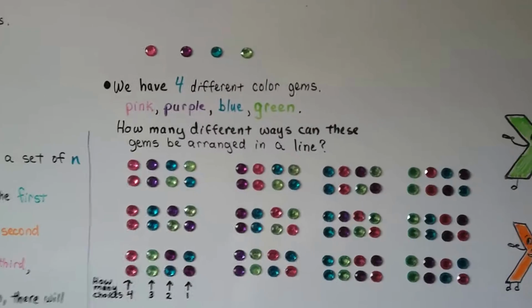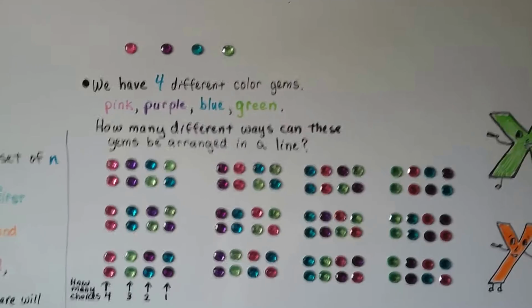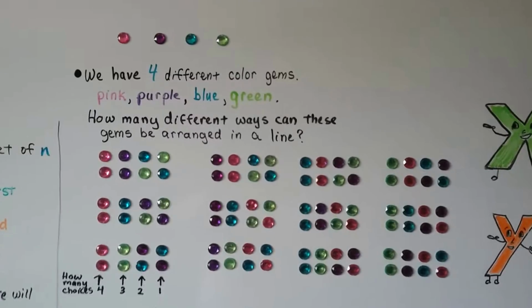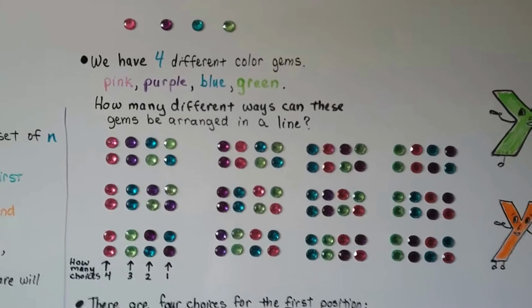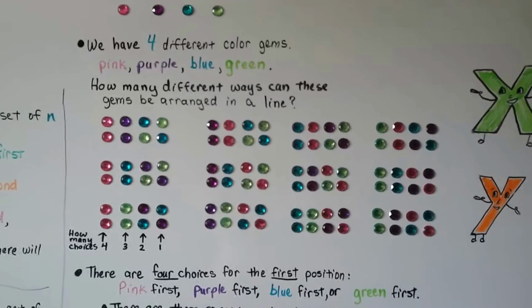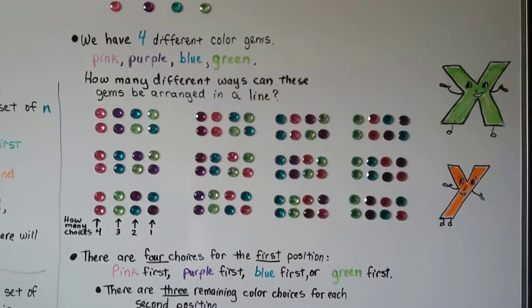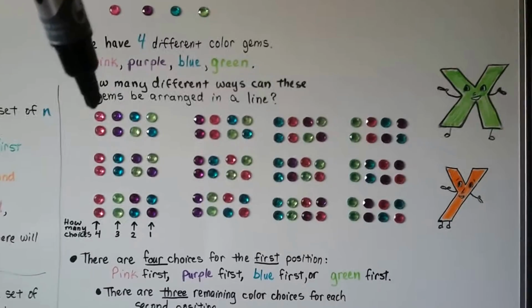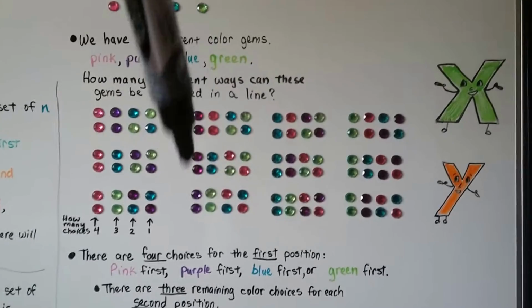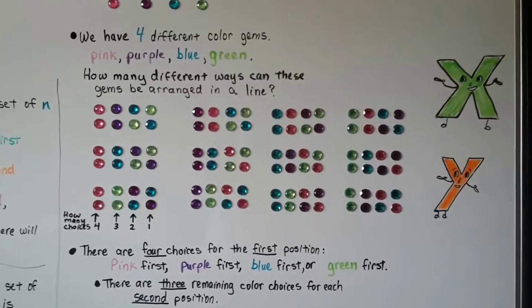So here we have 4 different colored gems of a pink, purple, blue, and green. How many different ways can these gems be arranged in a line? So there are 4 choices for the first position. Pink first, purple first, blue first, or green first. So here I've got them arranged with the pink first. Here's with the purple first. Here's with the blue first. Here's with the green first.